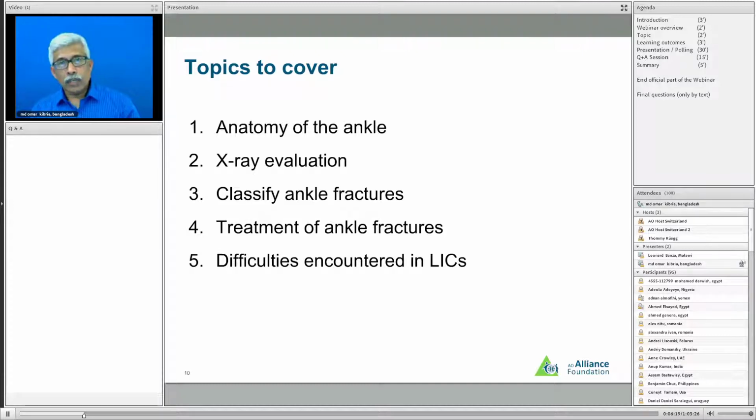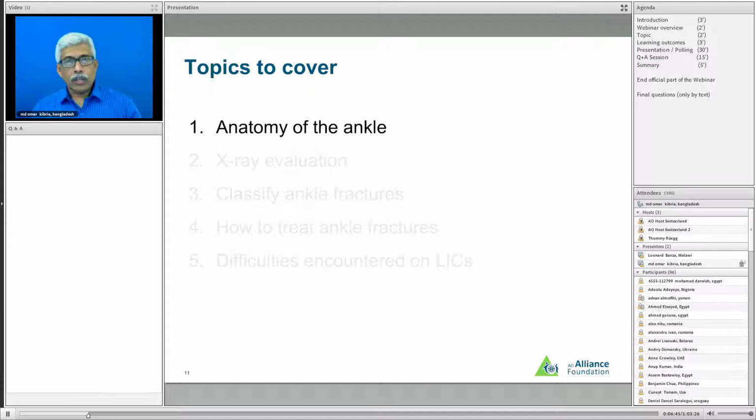So to overcome all these problems, we have divided our topic into 5 different parts. First one is the anatomy of the ankle. Second one is the X-ray evaluation. Third, we'll classify the ankle fractures. Fourth, we'll plan the treatment of ankle fractures. And last, the fifth, the difficulties encountered in low-income countries.